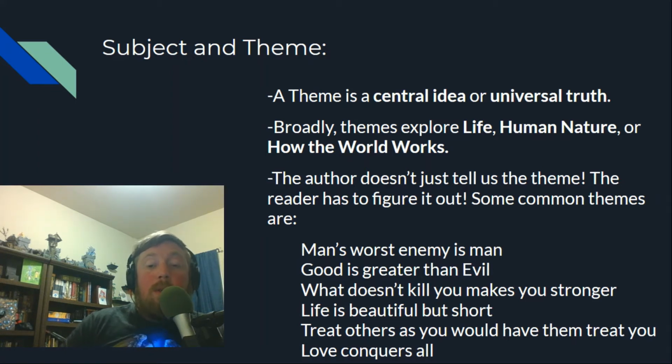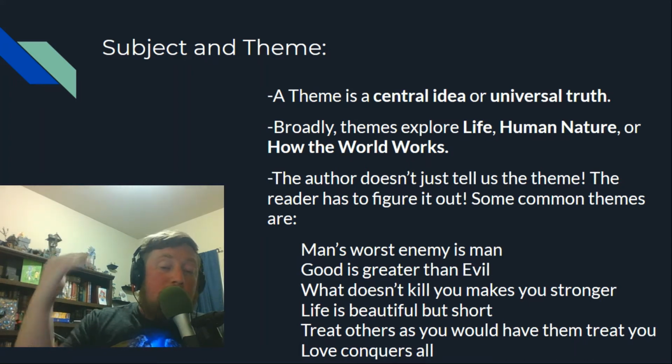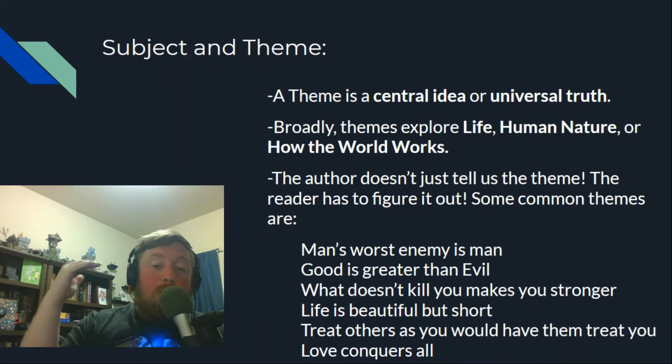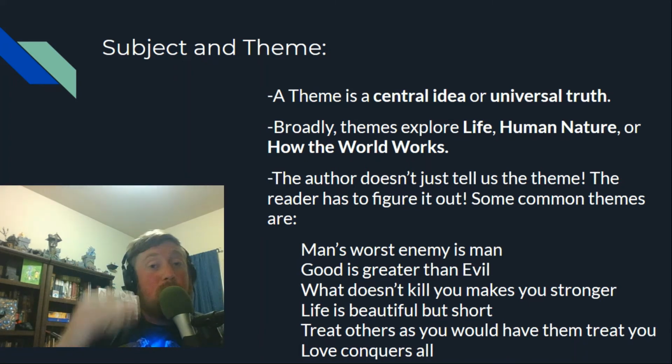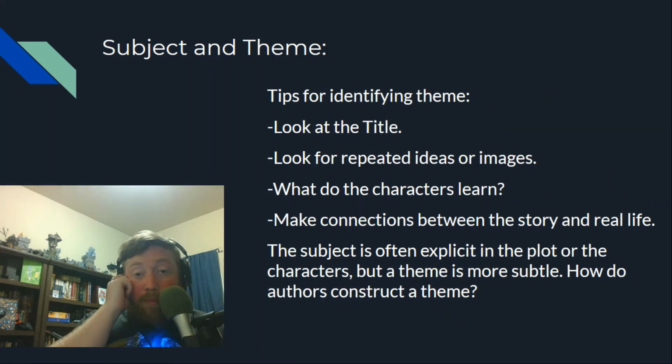We could probably go through and list a movie or a TV show or a story or a book or a poem for each one of those, because those are all very common themes, right? So here are some tips for identifying theme for you.